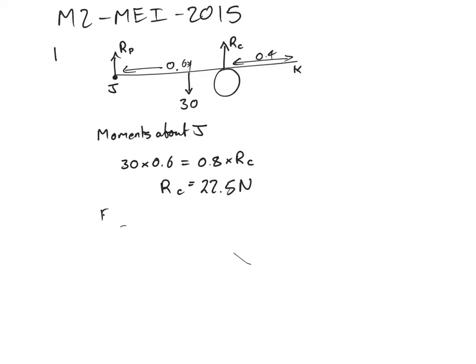Forces vertically. All moments about a different place, but RP plus RC equals 30. Therefore, RP equals 7.5 newtons. That's part 1.